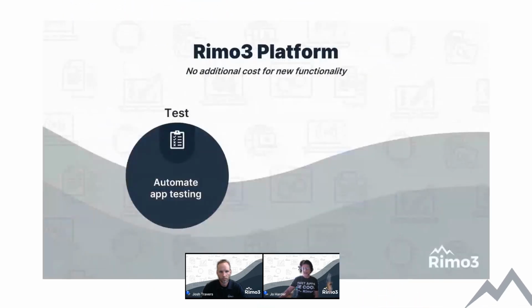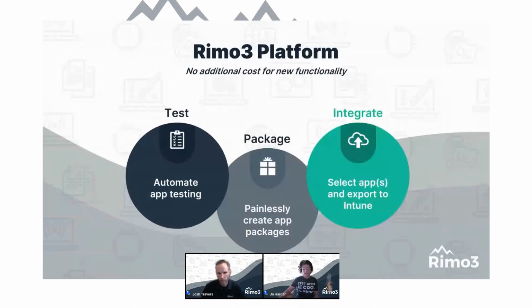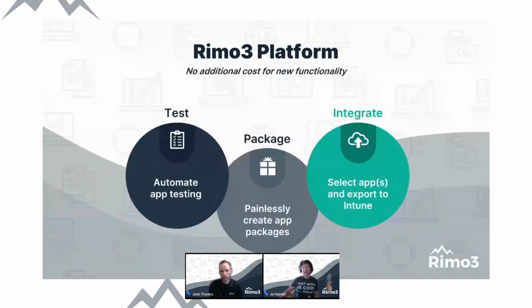So before we close out, let's walk through the Remo3 platform. In terms of testing, it's an automated process. Then we're painlessly creating those app packages. And lastly, the new feature and functionality is that we're selecting those applications and then exporting them. So it all flows very nicely. It's a super easy console to use. You can basically click through it and you'll find your answers right away, because it really was designed very well so that as an admin, it's not something else that you need to learn. It's just really easy to use.